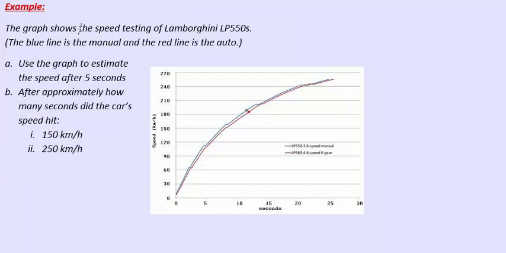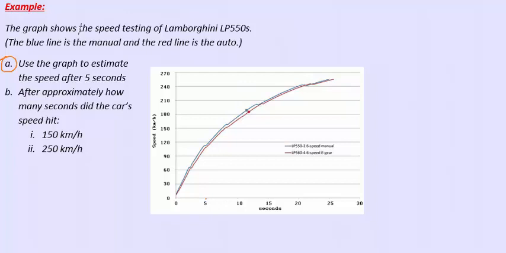Here's a question that asks us to garner some information from a graph that doesn't have a clear single equation. And so what we need to do is look for certain points on the graph to get our information. So part A asks us to use the graph to estimate the speed after 5 seconds. So here's my 5-second mark.